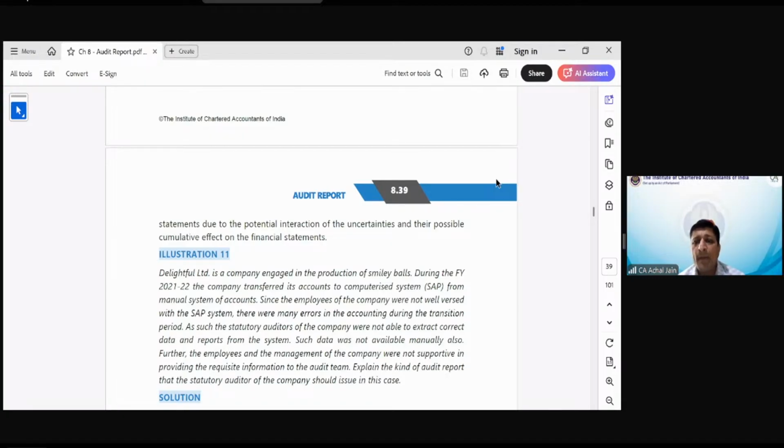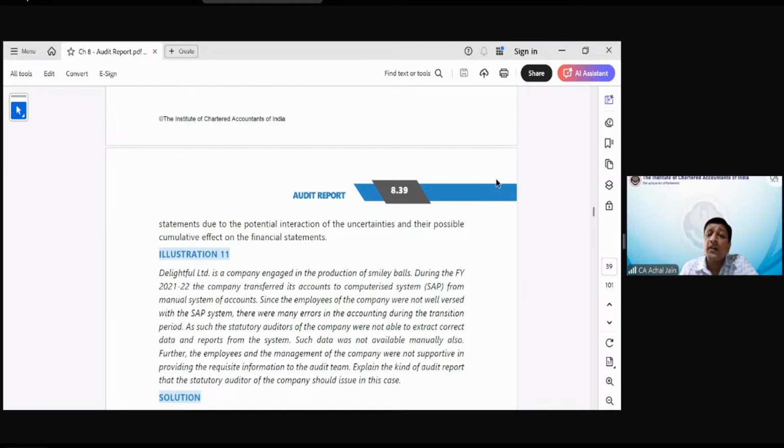And that's why, because they were not well versed, what has happened? There were many errors in the accounting during this period. Transition period is when you are shifting from one package to another package. As such, statutory auditors of the company were not able to extract correct data and reports from the system. Such data was not available manually also. Now there is a problem.